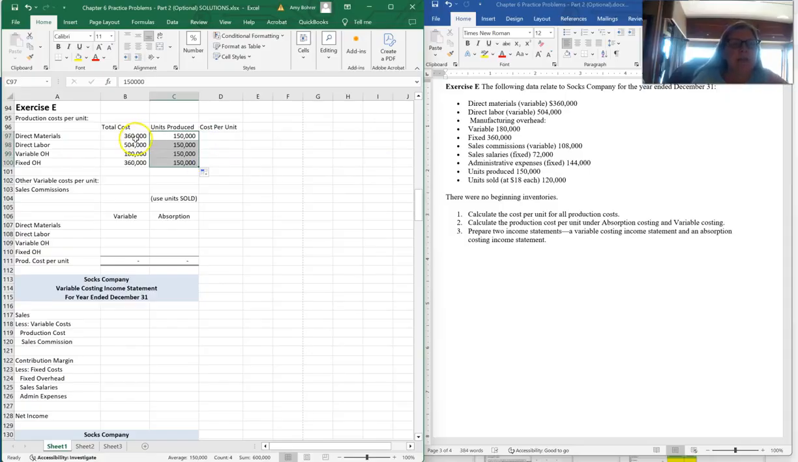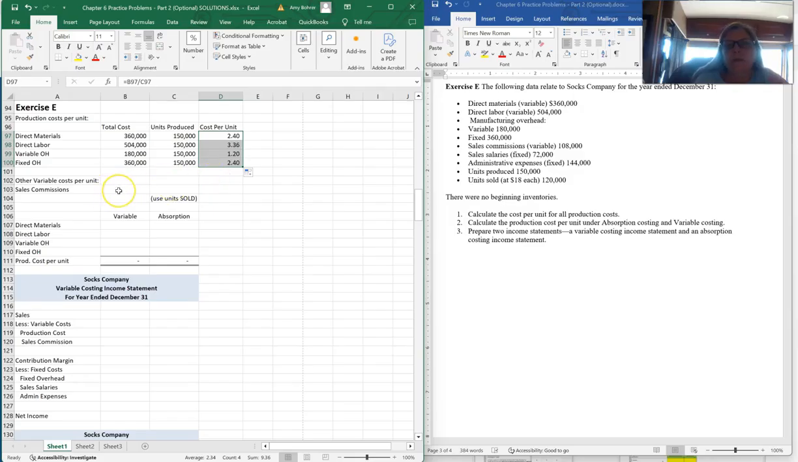And then again, we just take the total cost and we divide by the number of units produced. So 360 divided by 150 gives us $2.40 per unit. And again, I'm just going to copy that formula down. So for direct labor, we've got $3.36 per unit. For variable overhead, we've got $1.20 per unit. And for fixed overhead, we've got $2.40 per unit.